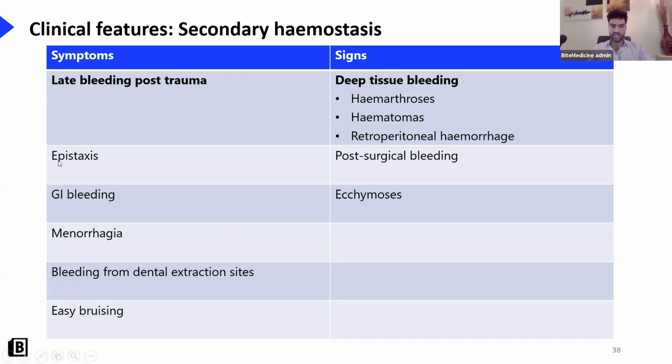You can also get all the rest of it, like epistaxis, GI bleeding, etc. All of this is the same as platelet conditions. You most typically also get post-surgical bleeding and ecchymoses, so bruising. You don't really get the petechiae in coagulation cascade problems. You more get the bigger bruises, which are known as ecchymoses.